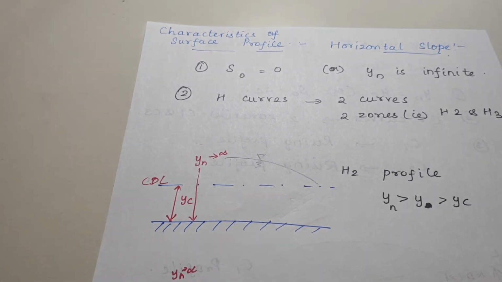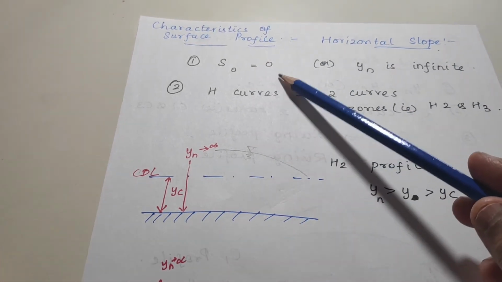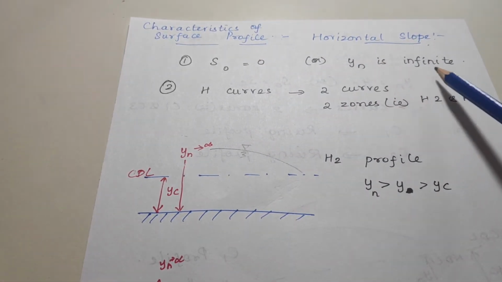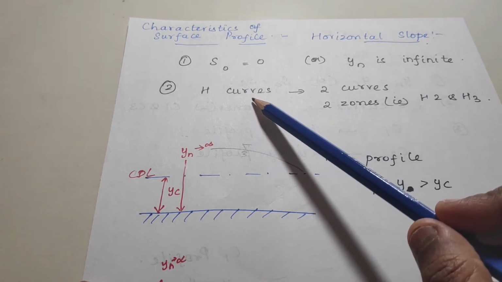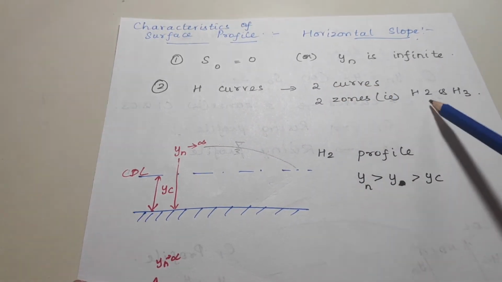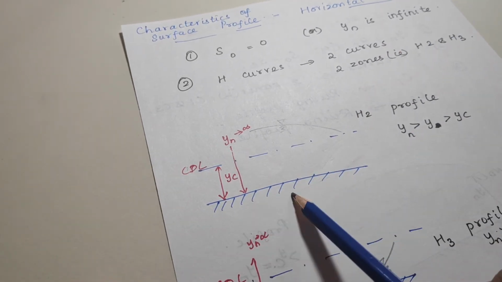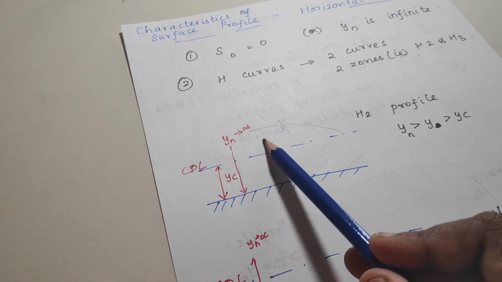In the last video we saw the steep slope. Now we are going to see the characteristic profile for the horizontal slope. As it is horizontal, the slope will be equal to 0. S0 is equal to 0, so yn is infinite. How many curves are there? We have two curves or two zones, H2 and H3. So here S0 is equal to 0, with two zones, 2 and 3.